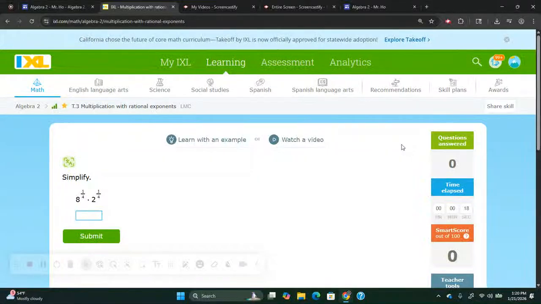Hello student, we go over T3, multiplication with rational exponent. Okay, so in this scenario, you can see two exponential numbers that have different bases. This is 8 and this is number 2. Okay, so they're not the same base. So we got a formula for it. Okay, so here we go.